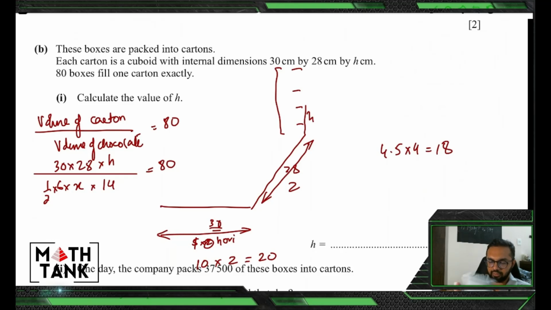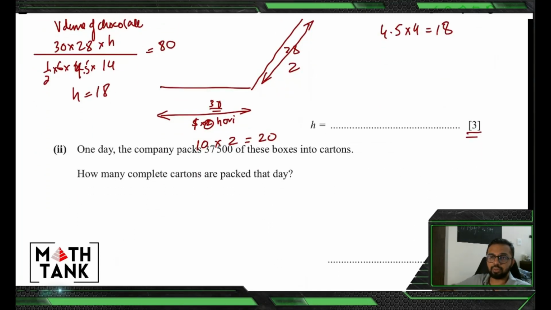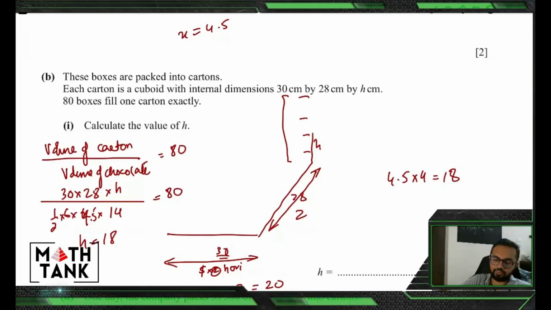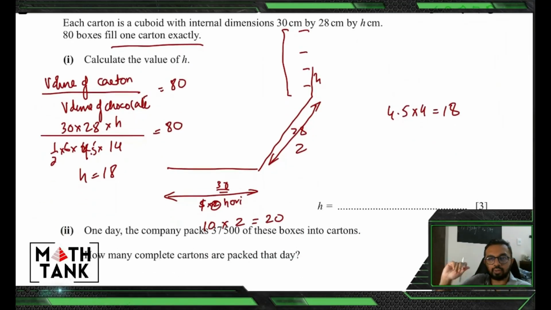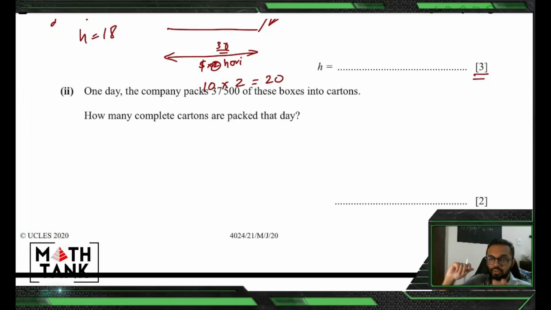So 80 into x is 4.5. Okay, x is 4.5. So 6 into 4.5 into 14 divided by 2 cross multiplied by 80 divided by 30 divided by 28, and that also gives you 18. So that's the other way of doing this question. Okay, whichever way you find convenient. I could do this in this question because it says it fills one carton exactly, which means there's some empty space left. So you have to be careful whether the question is talking about empty spaces or not.